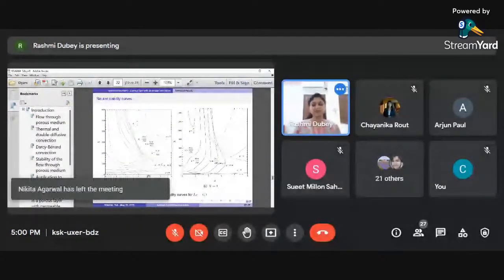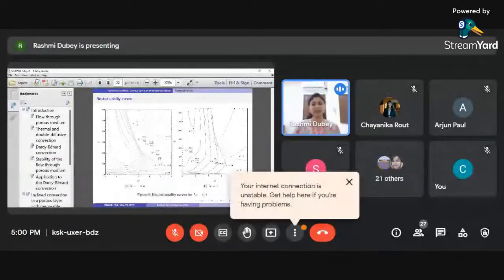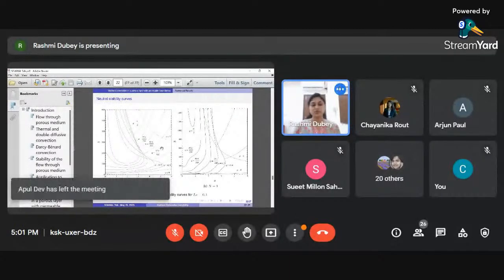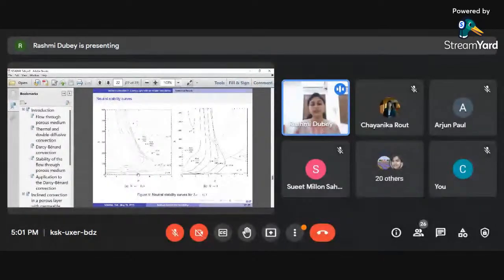As we can see, at all the inclinations, we have additional branches that correspond to oscillatory modes. The solid curves correspond to the stationary mode, and the dashed ones correspond to the oscillatory mode. So this is for the case when the solute gradient and the temperature gradient are acting in opposite directions. When we have both the forces, both solutal buoyancy and thermal buoyancy, acting in the same direction with the same intensity, then the scenario is a little bit different.